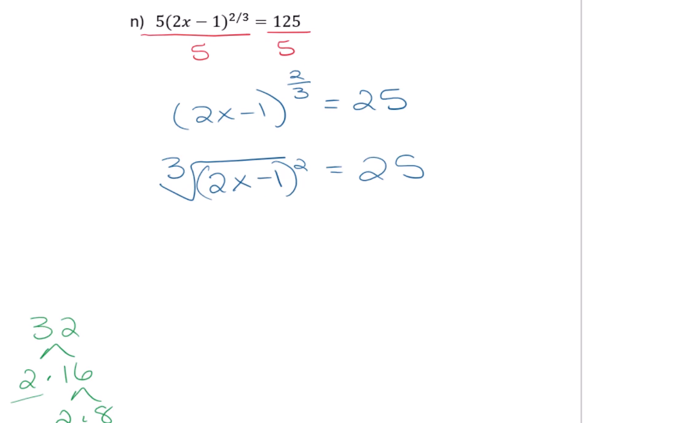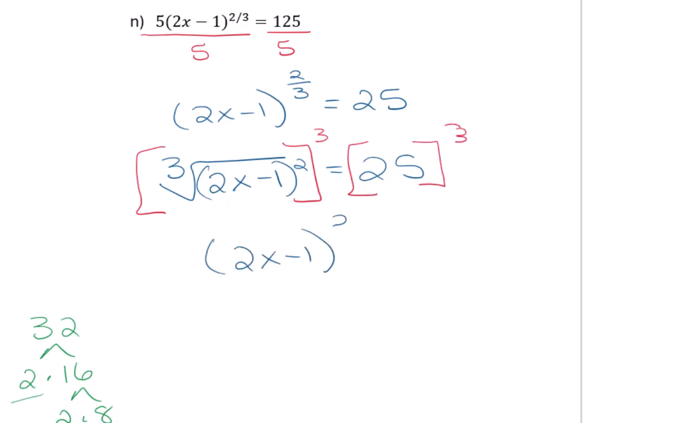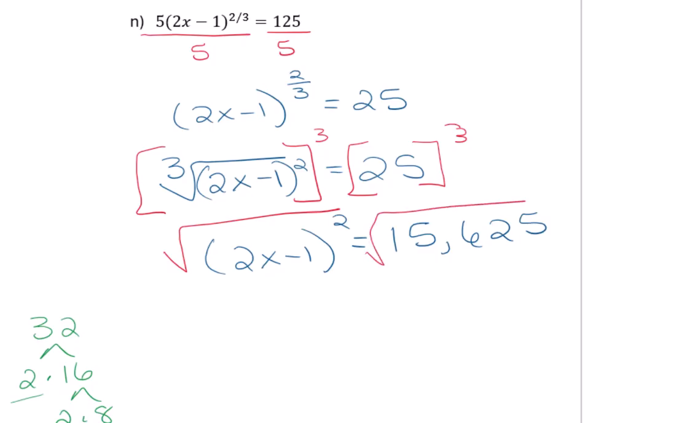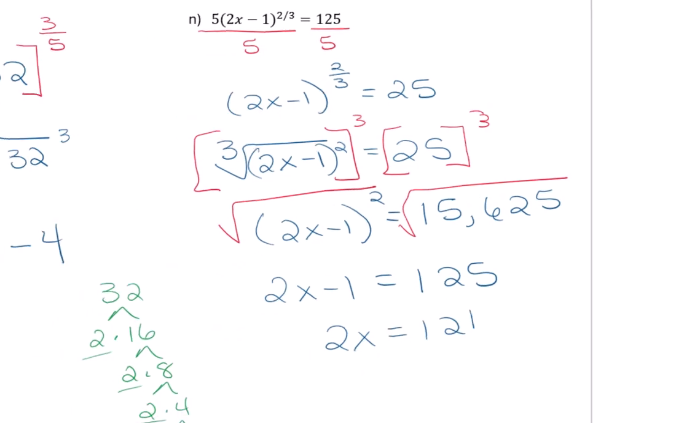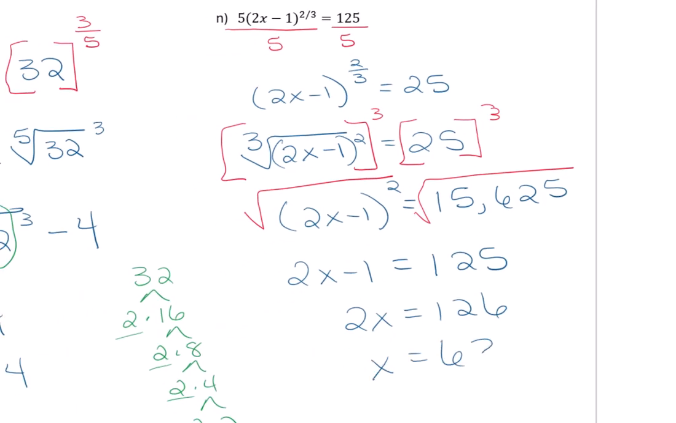And then just get rid of both pieces one at a time. In other words, let's cube both sides to get rid of that radical. 25 cubed, 15,625. But now we're going to want to get rid of that square. So now we take the square root of both sides, leaving us with 2x minus 1 equals 125. Then we can continue to get x by itself, add 1 to both sides, and divide both sides by 2. And again, we can always plug that number back in to check.